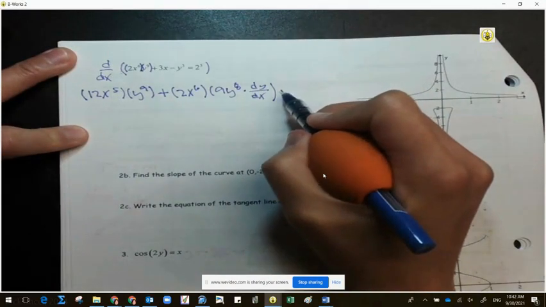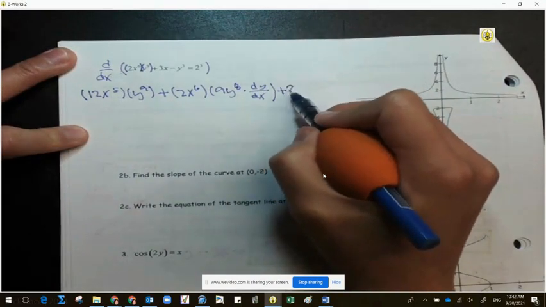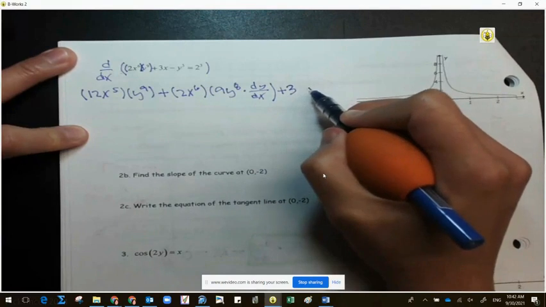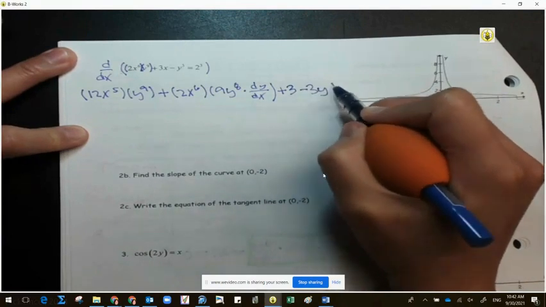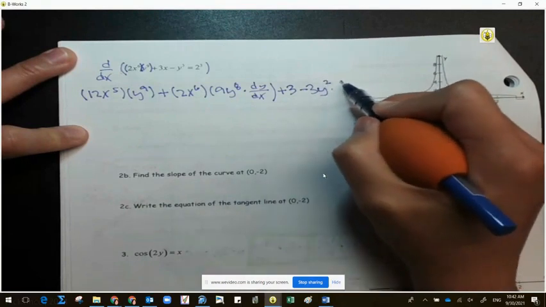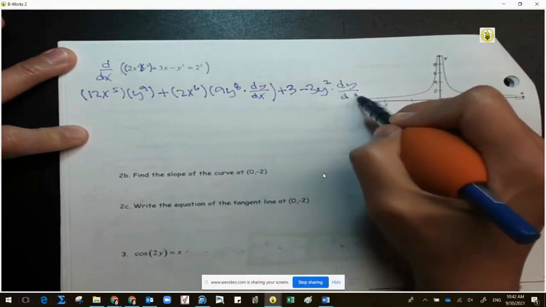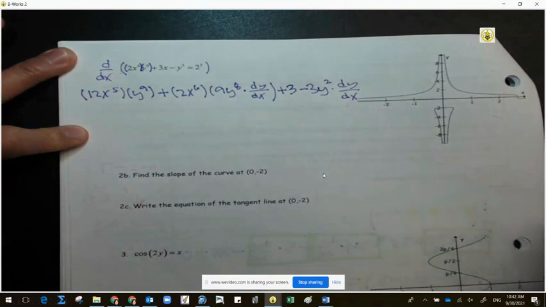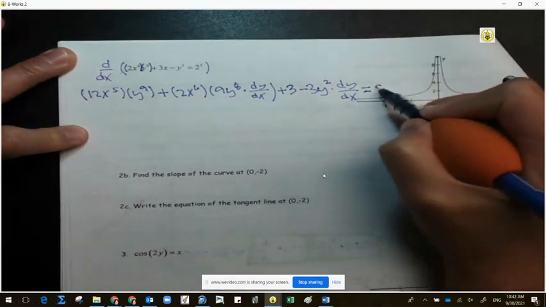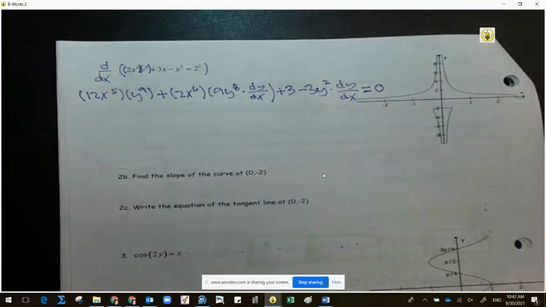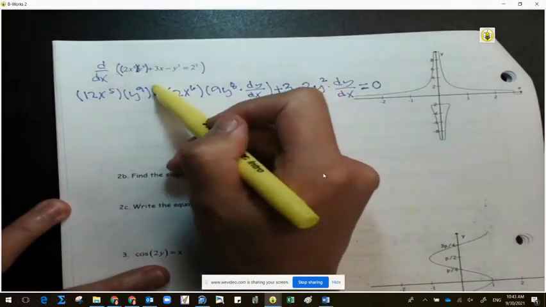What is the derivative of 3x? Just 3. What is the derivative of negative y to the 3rd? Negative 3y squared. And then we had to add dy over dx. And I know it says 2 cubed on the other side. That's still a number. A number derivative is 0.